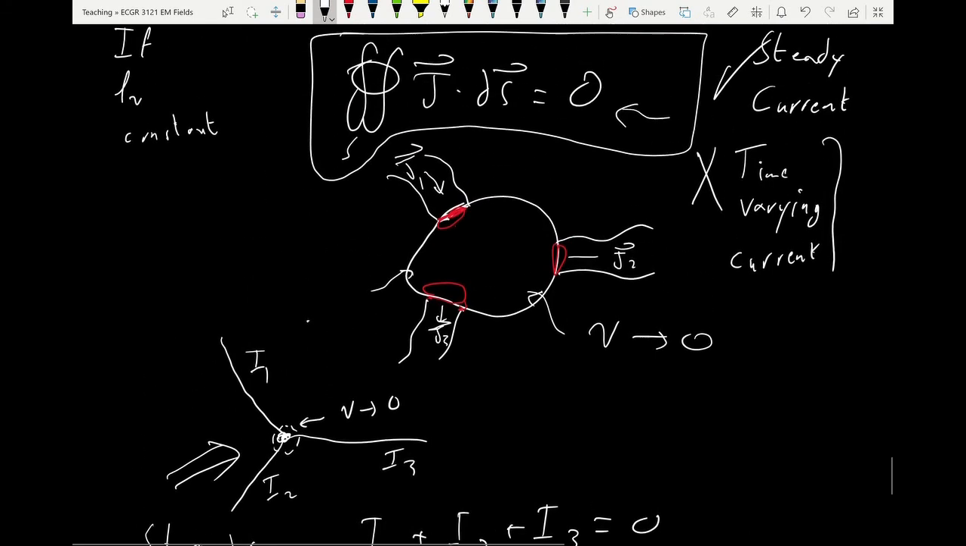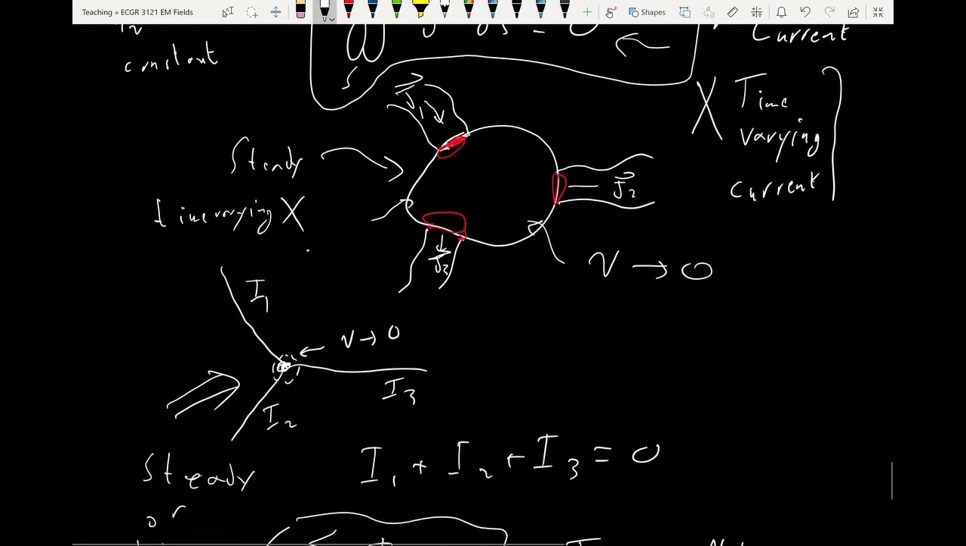It is true in this scenario only if the current is steady, right? If it's time varying, it's not true. So that is the takeaway.